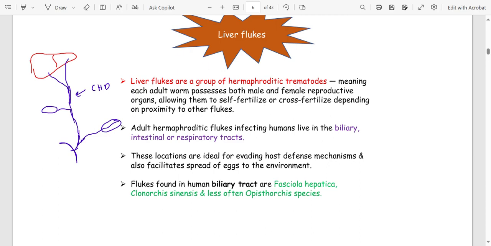So the flukes that we call liver flukes here are Fasciola hepatica, that's the liver fluke. We also have Clonorchis sinensis, and also sometimes Opisthorchis species. But mostly, as we discuss the liver flukes, we talk about Fasciola hepatica and Clonorchis sinensis. Okay, hope that makes sense.